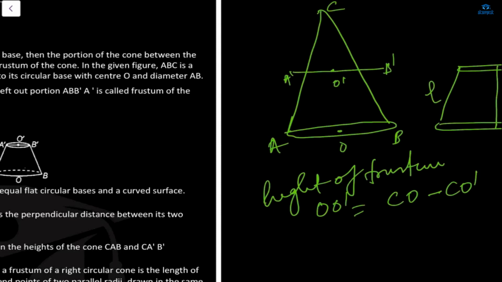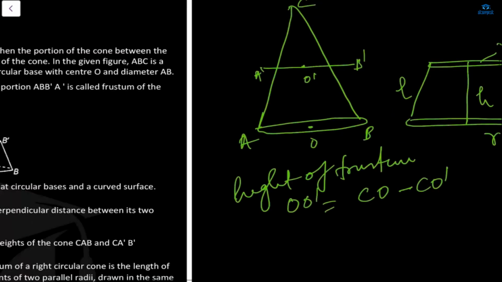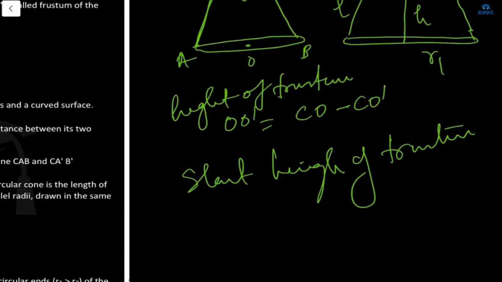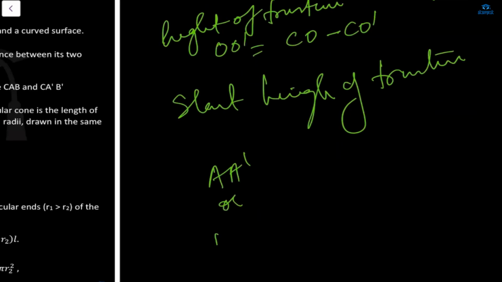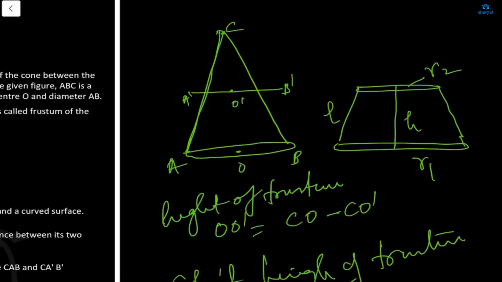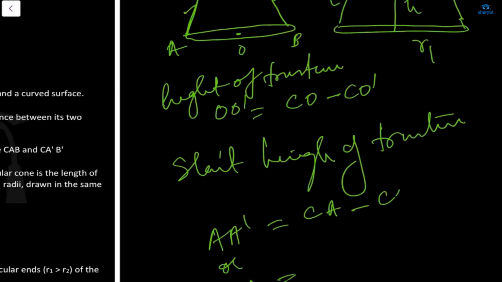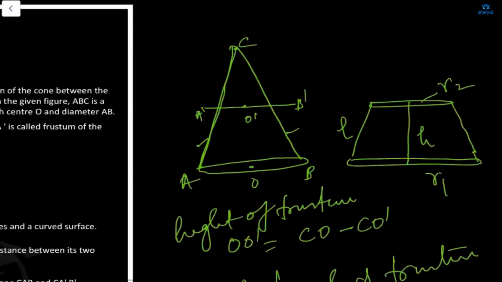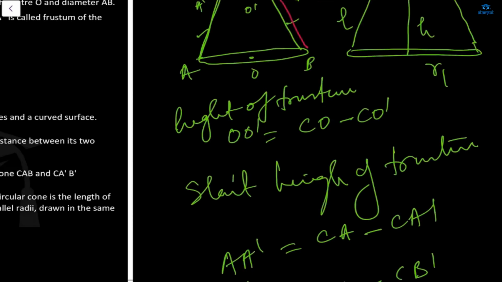Okay, similarly, slant height of frustum. So what will be the slant height of frustum? Slant height will be this. From the bigger one, that is A', or you can say B'. Okay, see the figure. This will be the slant height. So it can be written as CA minus CA', or CB minus CB'. Or from the bigger one, if you subtract the smaller one's height, you will get B'. So that is your slant height of the frustum.